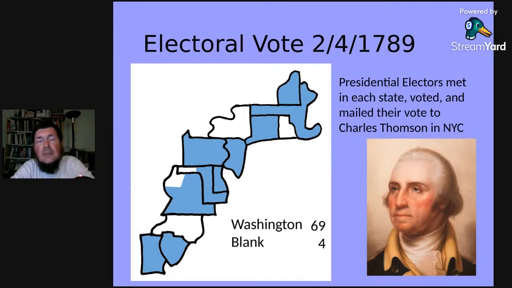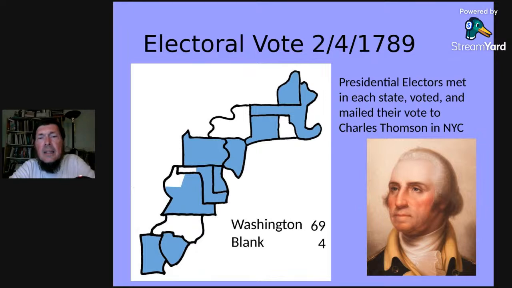So when the presidential electors met in their states, they organized, they elected a chairman to preside over their gathering, and they cast the electoral vote, and then they wrote a little document that explained who they voted for. And they mailed that to Charles Thompson, the Secretary of the Confederation Congress in New York City. And he held those documents to wait for the new members of Congress to appear.